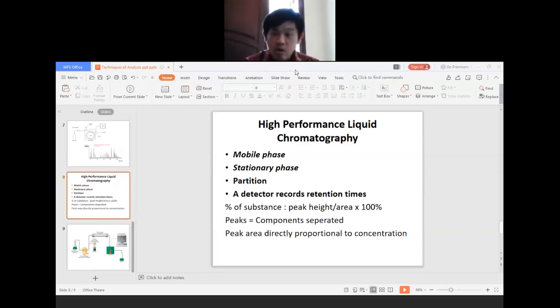So the more polar components in the mixture have greater solubility in the polar solvent, so they are carried through the column, and the less polar components, that is, less soluble, will dissolve better in the non-polar stationary phase. So let me show you this one.